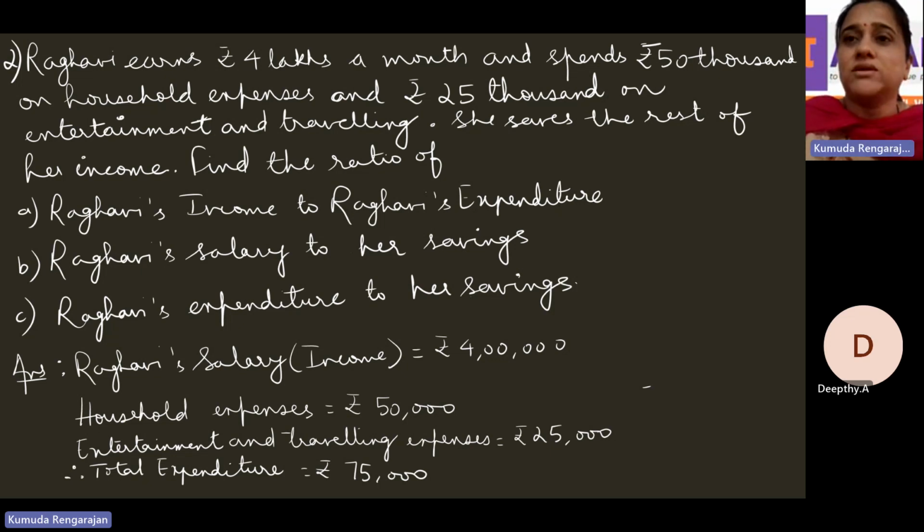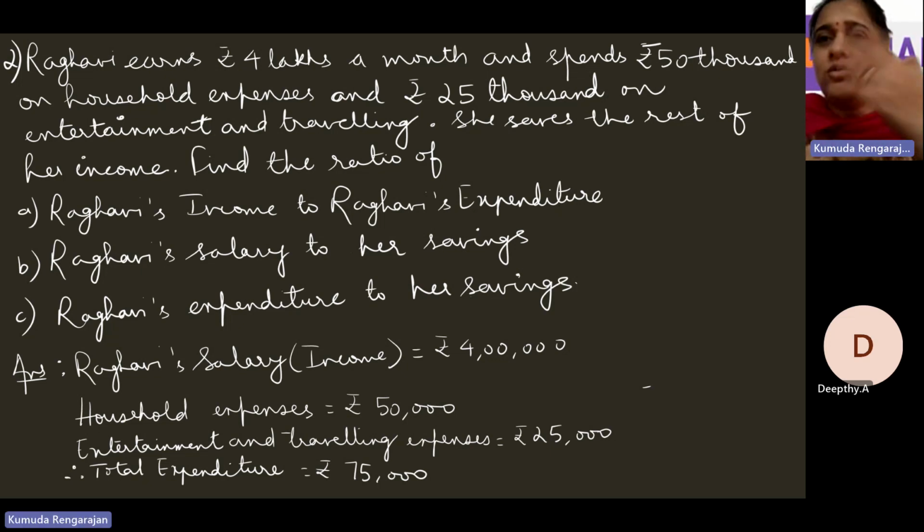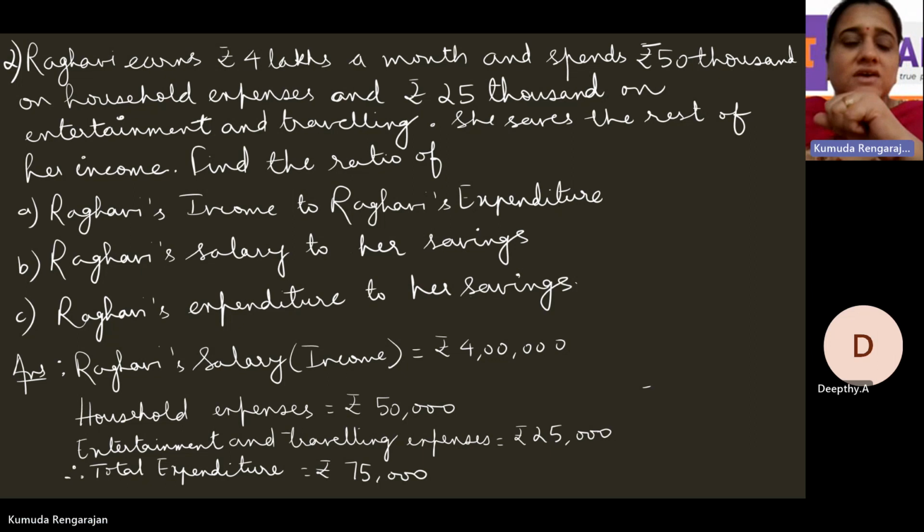So they are employers. If you're working in that company, you're an employee. Correct? So employees get a monthly salary, right? That is the monthly income. We use that money to run our family. The household expenditure, whatever expenses you have to do, you take it from your income, right? So Raghavi gets home 4 lakhs every month.